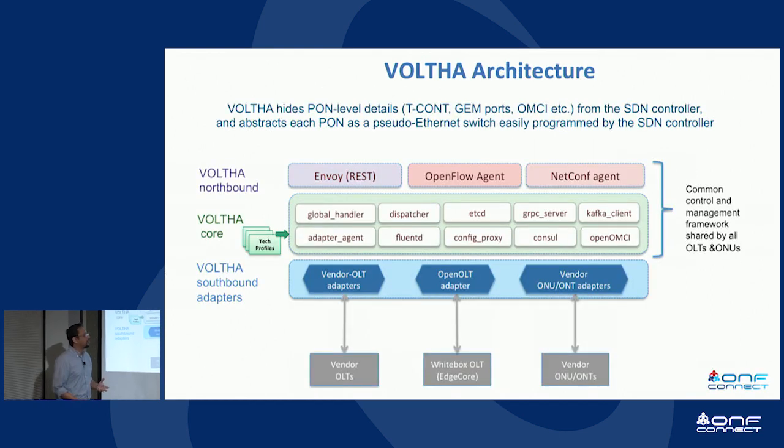So what VOLTHA does essentially is that it hides a lot of details. There are a lot of details in the management of a PON. If you look at the ITU standards, there's talk about TCONs and GEM ports and the OMCI signaling protocol, or messaging protocol, between the OLT and the ONU. All of that is hidden, is not exposed to the SDN controller, which is why it's an abstraction. To the SDN controller, the entire PON just looks like a pseudo Ethernet switch that can be easily programmed, just like a real physical switch can be easily programmed.